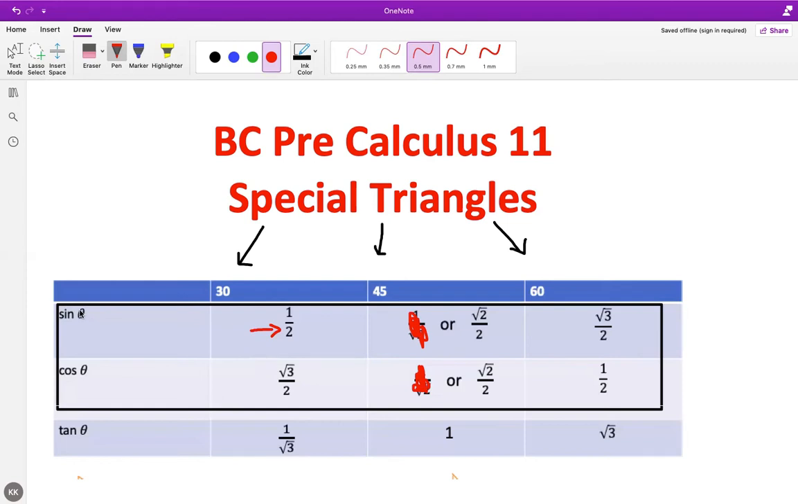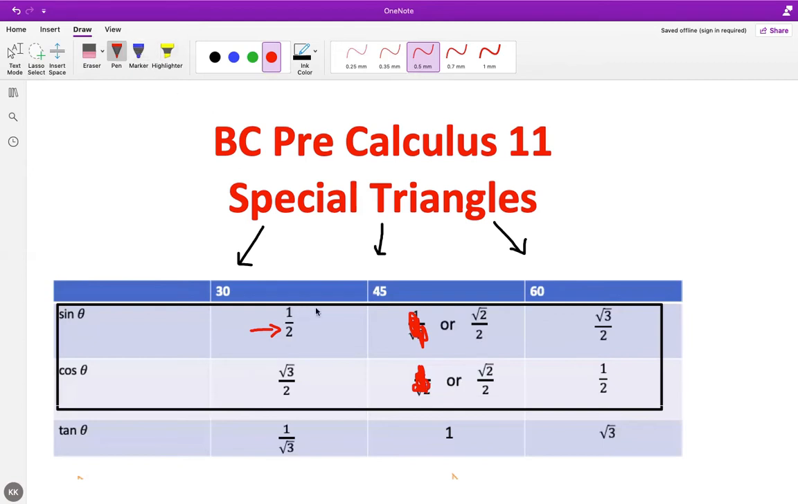Okay, so what about sine theta? What about this row here? What about the numerator? What pattern could you observe? You could observe that we have the square root in the 45 degrees, right? We have the square root in the 60 degrees. So except for 30 degrees, we don't have a square root on the top.